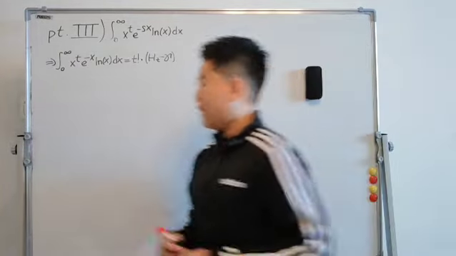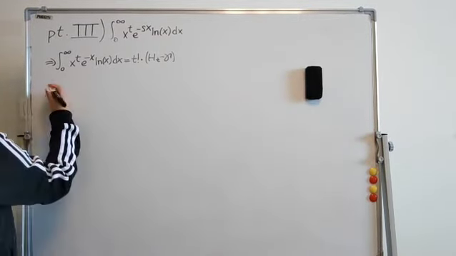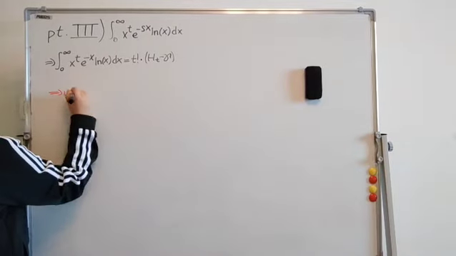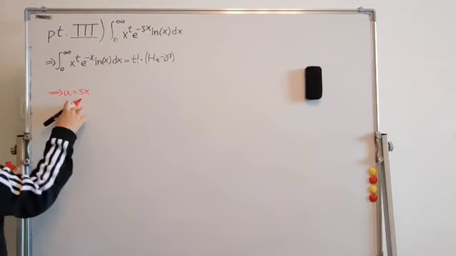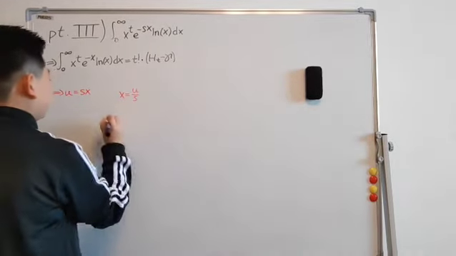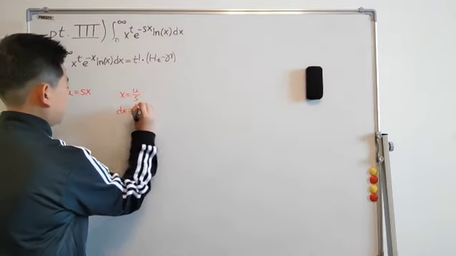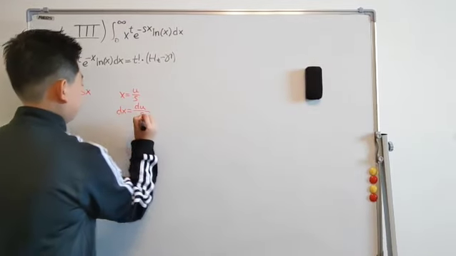Yeah, so what I did, I let U, okay, so I should probably use my red pen for substitutions. I let U be equal to Sx, okay? And then we have x is equal to U over S, meaning that dx is equal to du over S.